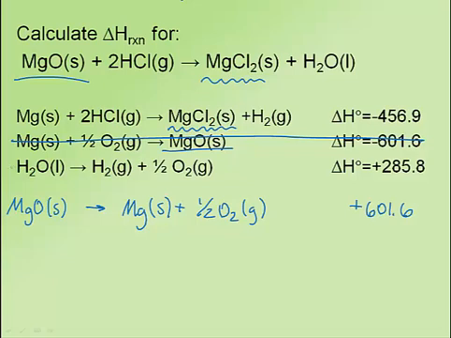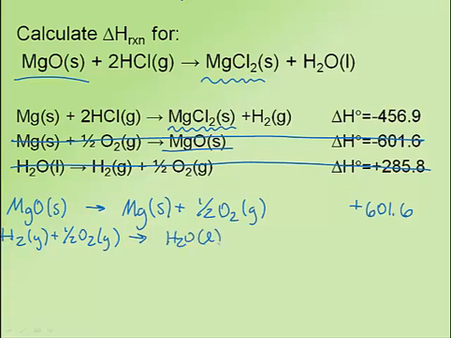Finally, I'm going to use this third thermochemical equation, but I'm going to have to flip it. So change the sign of its delta H. This becomes H2 gas plus 1/2 O2 gas yields H2O. Its delta H becomes negative 285.8.